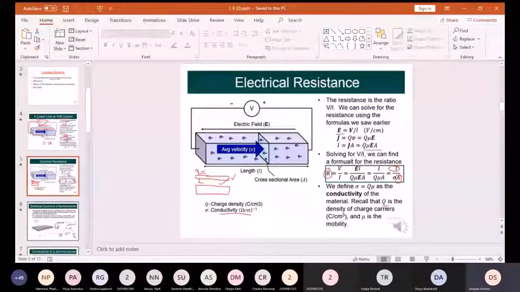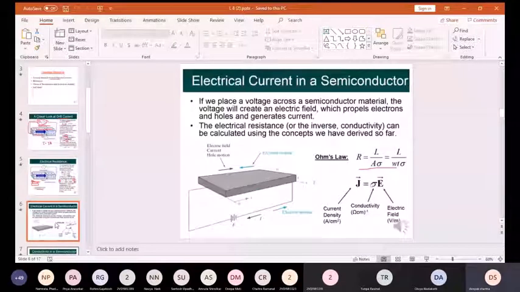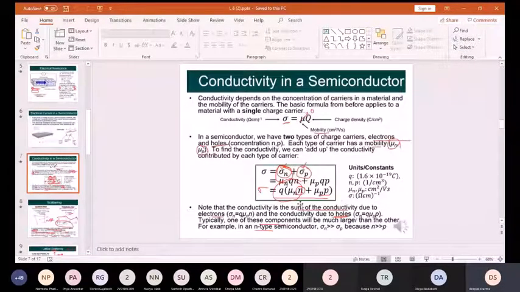Next, we had the current in the semiconductor and the current density, which is given by conductivity into the electric field, right? So this was calculated as per Ohm's law. And we had the derivation of conductivity also, wherein it is given by q into mu n into n plus mu p into p. So this formula even we have used today for solving the problem.